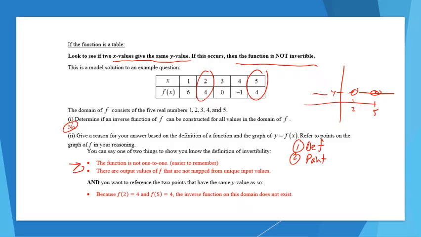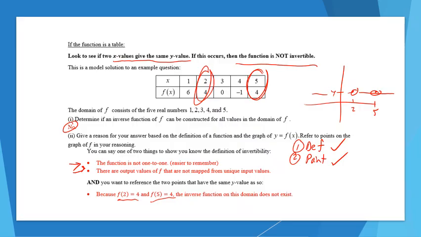The second thing you can say is there are output values of f that are not mapped from unique input values. That's pretty long and pretty wordy, so I would stay away from that and instead just say it is not one-to-one. So that would check off point 1. Point 2 would be giving specific points. So here you would want to reference these 2 coordinates of 2, 4 and 5, 4. And so maybe say something along the lines of because f of 2 equals 4 and f of 5 equals 4, the inverse function does not exist.